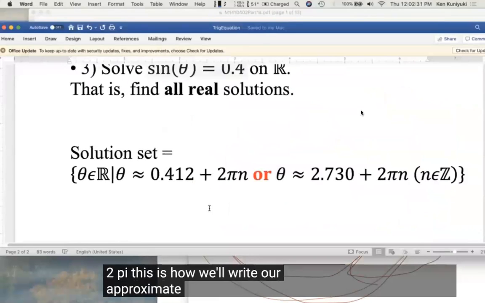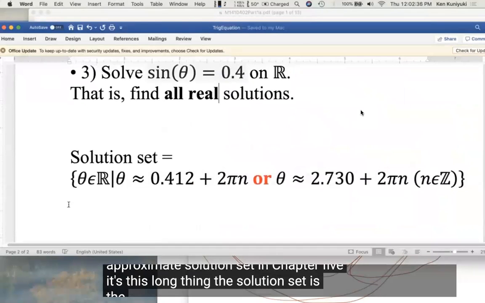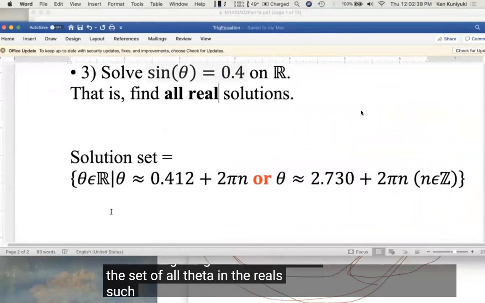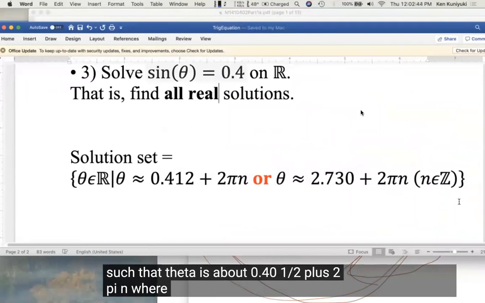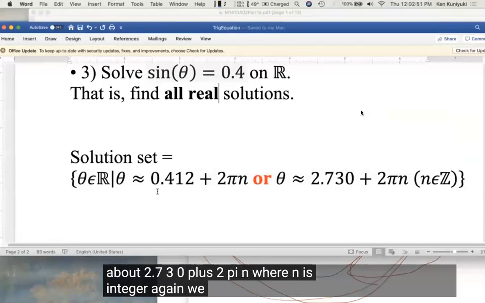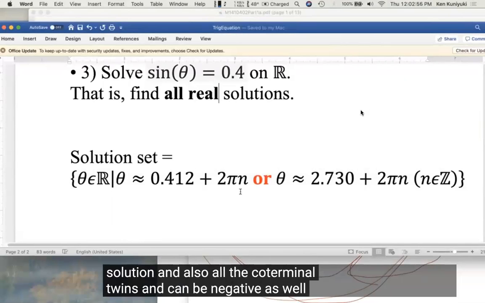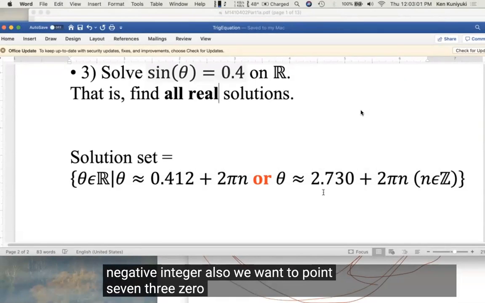This is how we'll write our approximate solution set in chapter 5. It's this long thing. The solution set is the set of all theta in the reals such that theta is about 0.412 plus 2 pi n, where n is integer, or theta is about 2.730 plus 2 pi n, where n is integer. Again, we want this acute solution and also all the coterminal twins. N can be negative as well, a negative integer. Also, we want 2.730, this obtuse solution, and also its coterminal twins, where n could be 0, a positive integer, or a negative integer.